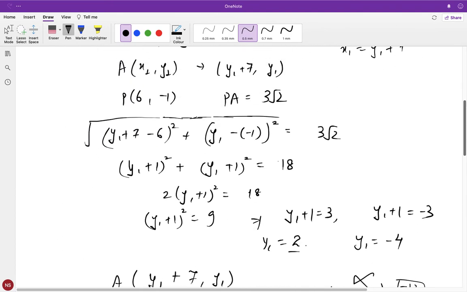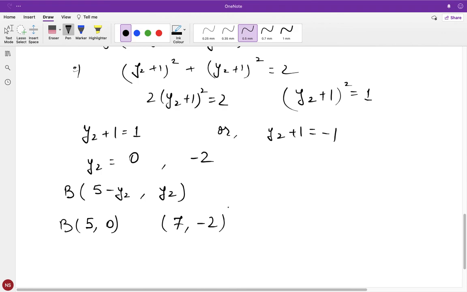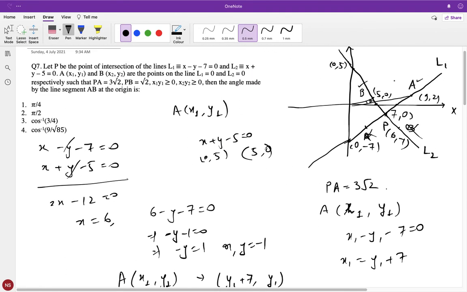Again the product of x and y for B, which is x2 and y2, should also be greater than equal to 0. So 7 times minus 2 is minus 14, which is less than 0. So this is not possible. Over here 5 times 0 is 0. So 0 is greater than equal to 0, right? Because 0 is equal to 0. So this is acceptable. 5 comma 0 is acceptable, but 7 minus 2 is not acceptable. Hence we have crossed it.